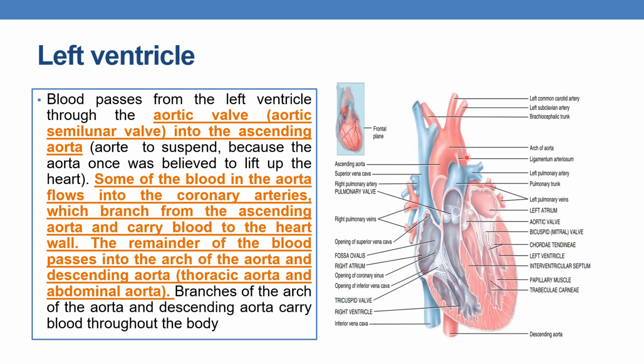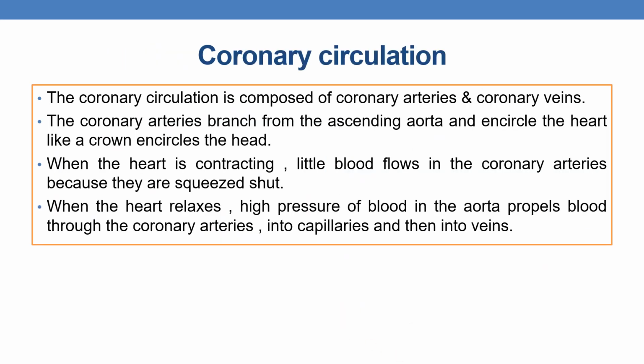This is in the form of an arch. Hence the name arch of aorta. There are 3 parts of aorta: ascending aorta, arch of aorta and descending aorta. Here you can see the descending aorta. So the remainder of the blood passes into the arch of aorta and descending aorta. And the branches of the arch of aorta and descending aorta carry the blood throughout the body. By that we complete the chambers of the heart. Now we have discussed the structures. Now we'll discuss the circulation.